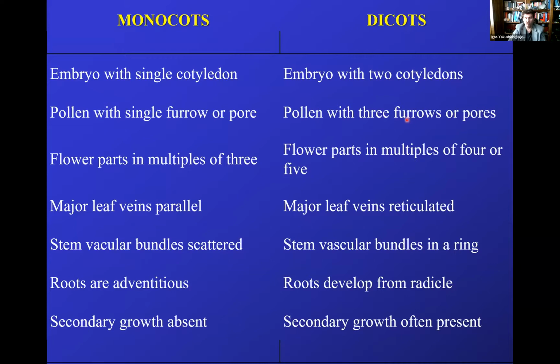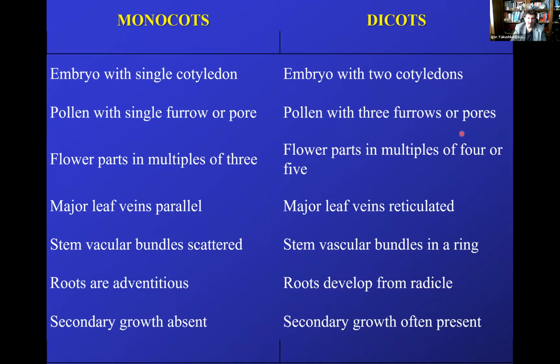Pollen with a single pore for monocots, usually 3 pores for the dicots. Flower parts in multiples of 3, flower parts in multiples of 4 or 5. Question is, let's say you're counting the flower parts and you ended up with 12. You counted petals, there are 12 petals. Is it a monocot or dicot? Well, it's a half cot. 1.5. Mono half cot. What do you think? Any ideas? Once again, multiples of 3 for the monocot, multiples of 4 for dicot.